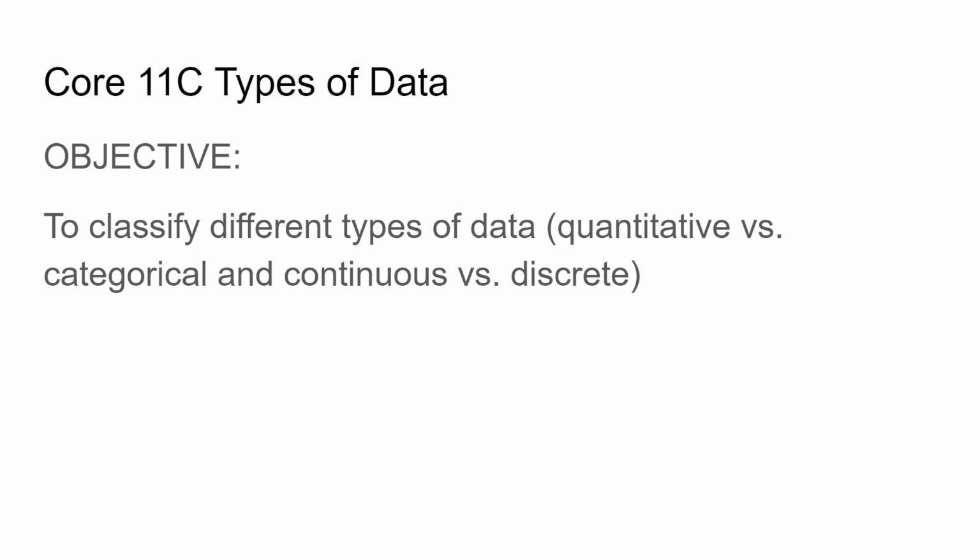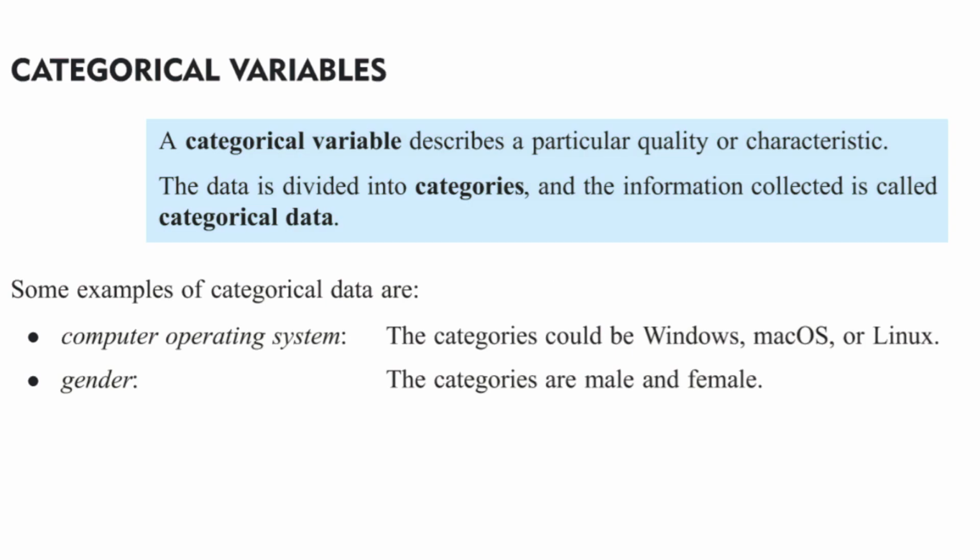Section C, types of data. So we're going to look at quantitative versus categorical, and we're going to look at continuous versus discrete data here. So first, let's get through some definitions.